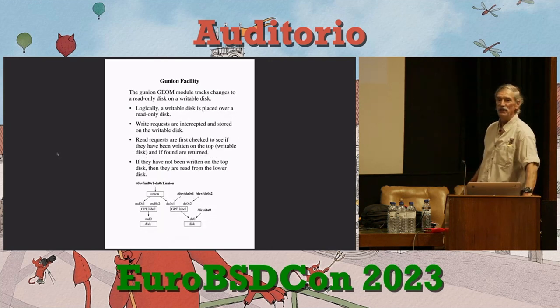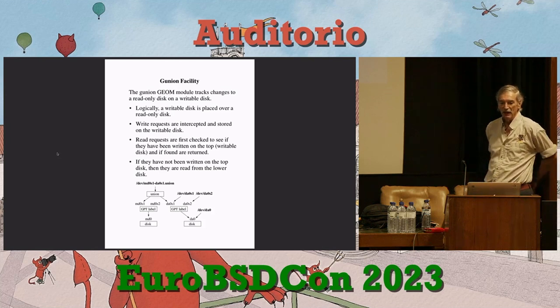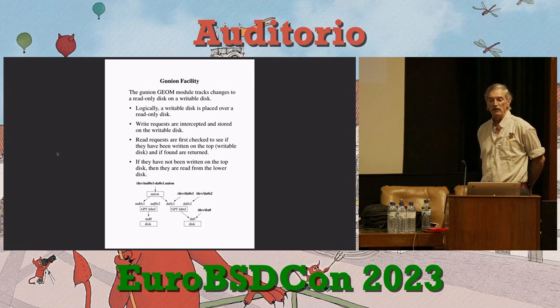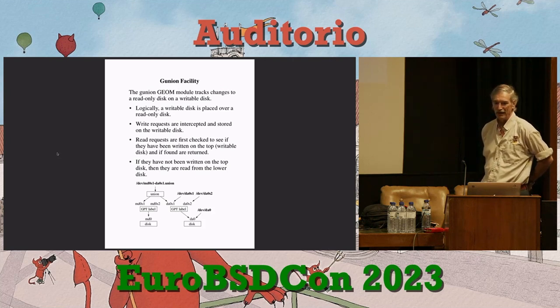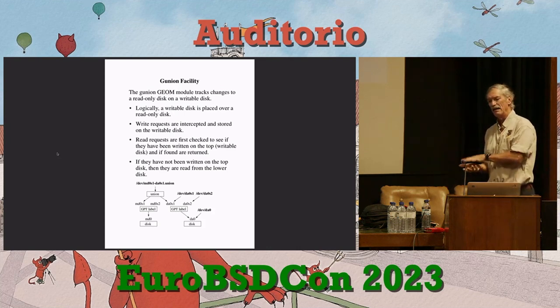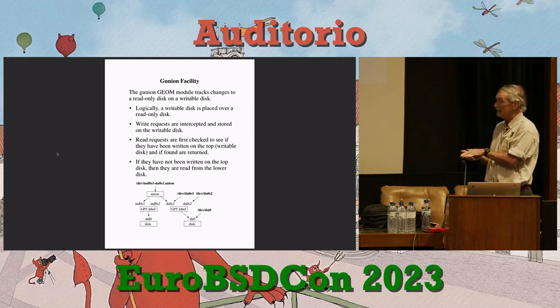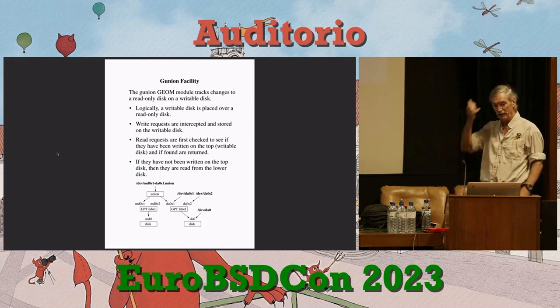Finally, we can get to GUnion. OK, the GUnion module is used to track changes to a read-only disk on a writable disk. So it looks a little bit like the Union file system, except that it's being implemented at the disk level instead of at the file system level.